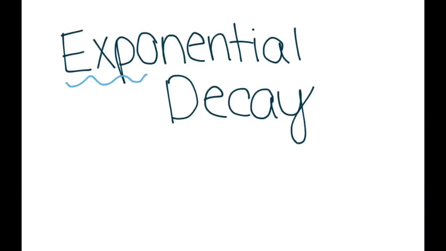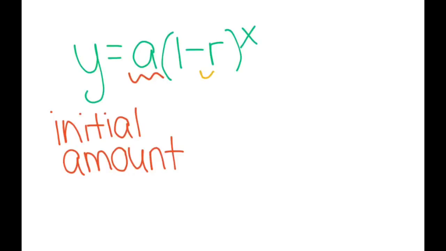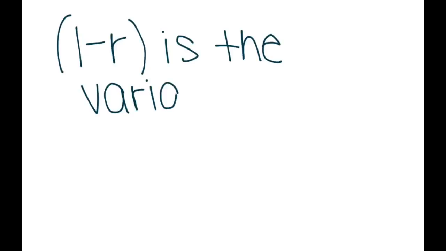Hello, this is Mackenzie and this is exponential decay. Y equals a, parenthesis, 1 minus r, to the power of x, where a is the initial amount, r is the rate, and x is the number of years. One minus r is the variable b for decay.